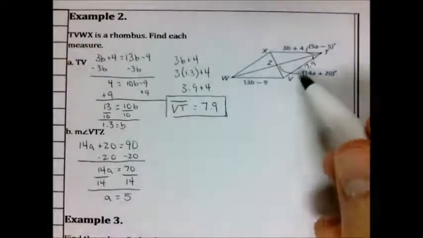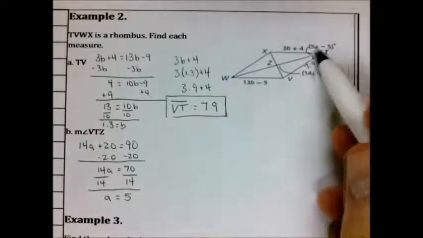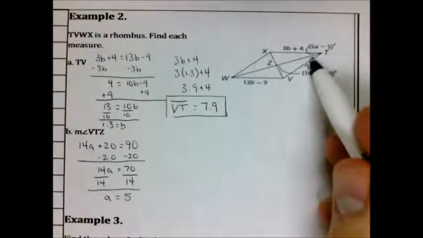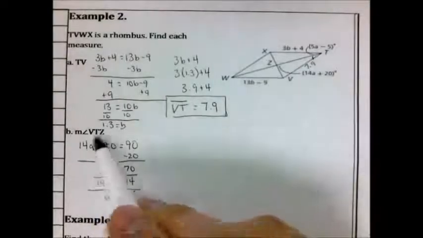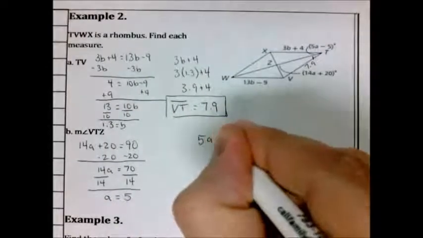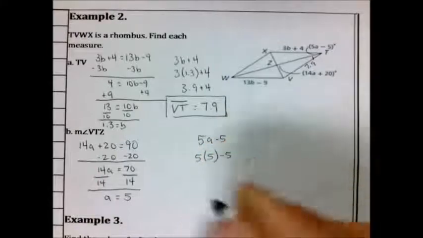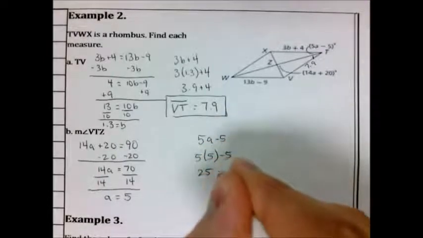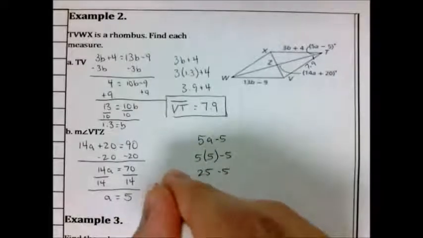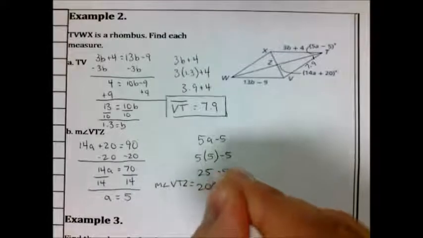Now we can just plug 5 in for a back into this equation up above, because this equation kind of identifies what that missing angle is, what VTZ is. So let's go ahead and take 5a minus 5 and substitute 5 in for a. 5 times 5 is 25, minus 5 is just going to be 20, which means that the measure of angle VTZ is equal to 20 degrees.